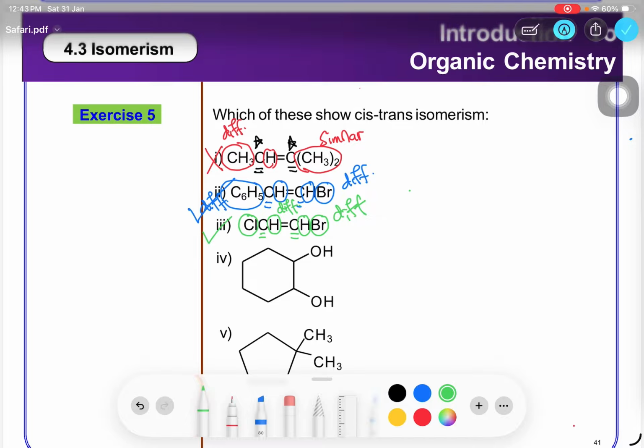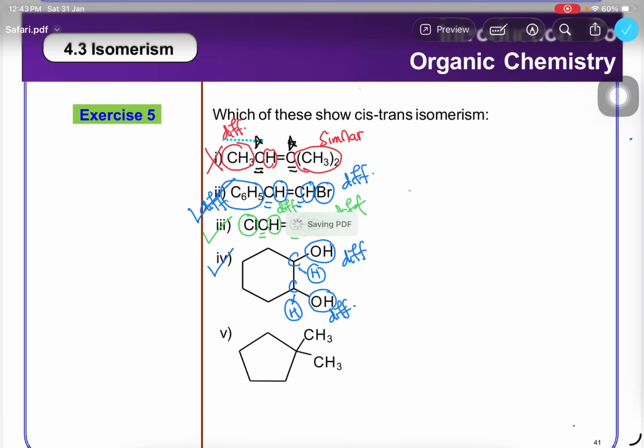Compound 4, we have the carbon and the carbon with two bonds. One is hydrogen, another one is OH. This carbon also has one bond bonded to H and another bond bonded to OH. Both are different, so compound 4 can show cis-trans isomers.